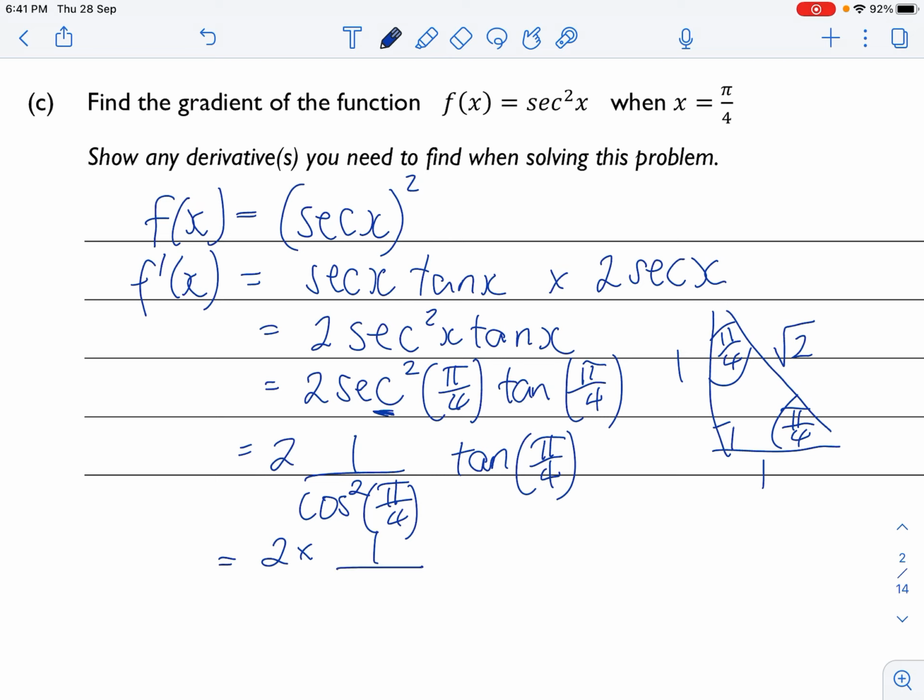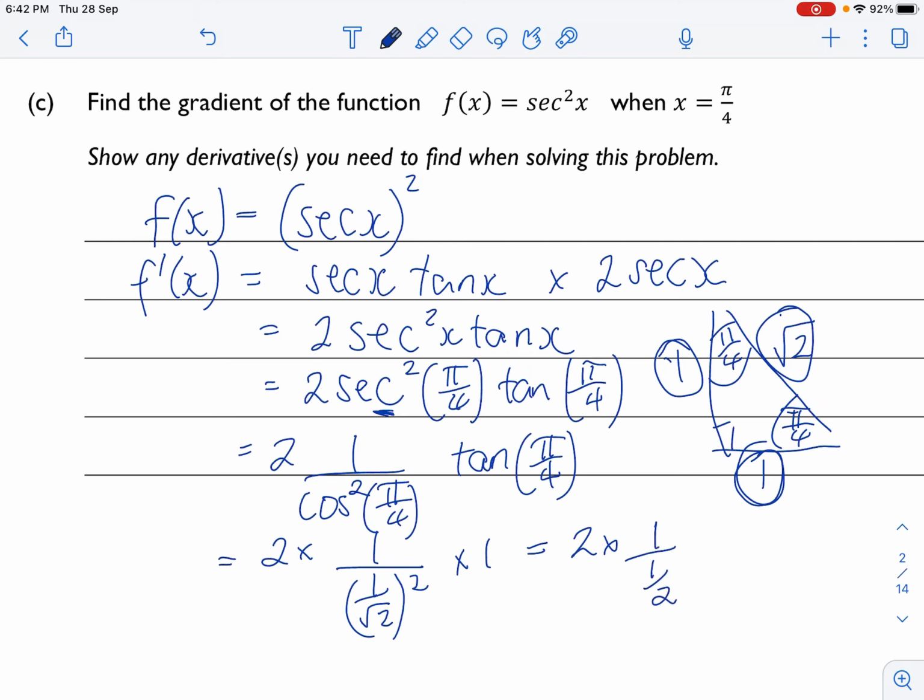So cos of pi upon 4 is adjacent over hypotenuse, so it's 1 over root 2. And we're going to be squaring that. Now tan of pi upon 4 is opposite over adjacent, and that's just 1. So if we tidy that up, 2 times 1 over, we'll just square that first, so that becomes 1 over 2. When we divide by a half, that's the same as timesing it by 2. So we've got 2 times 2, and that equals 4.